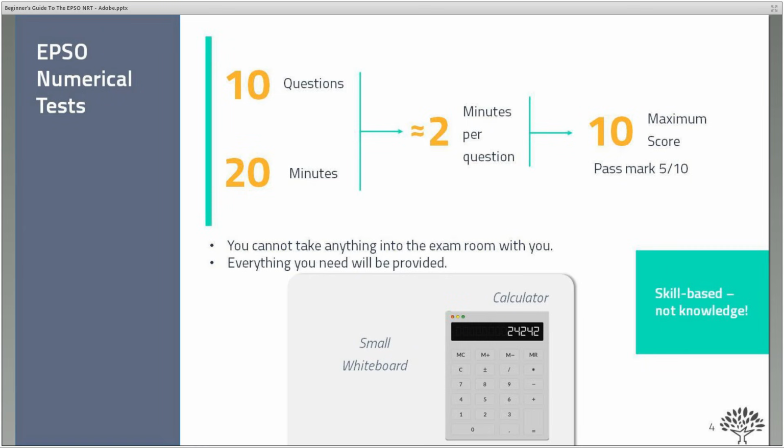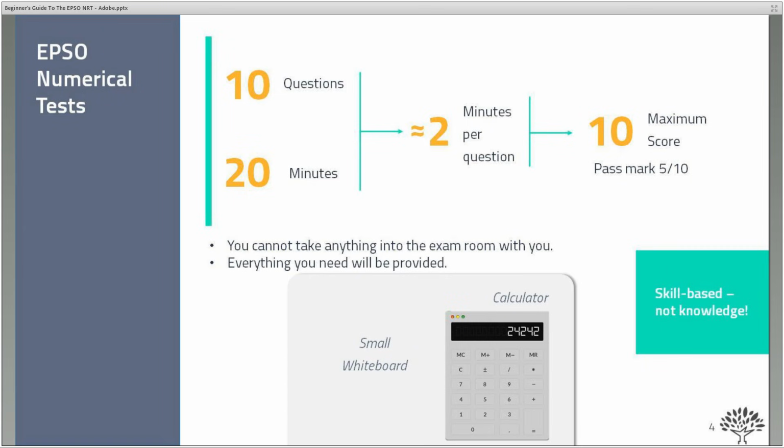Now, obviously, when you're working in the exam itself, you might get ahead of time, you might get behind time. But 2 minutes is a good approximation. It's the time you should be aiming to beat for each question. And you're aiming for half marks overall.